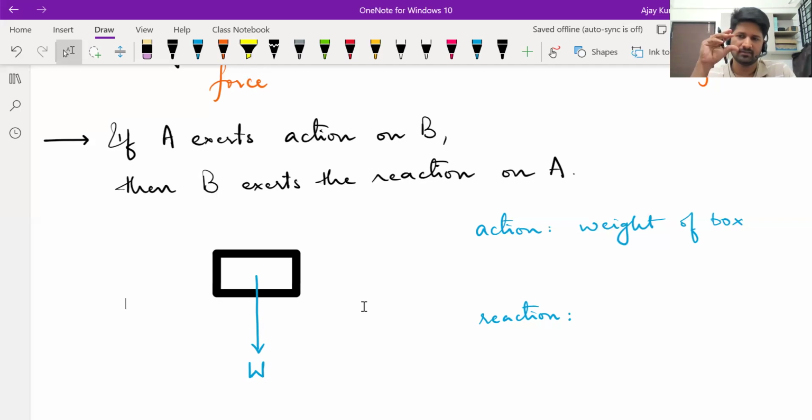Can an object accelerate on its own without help from surroundings? No, sir. Saket, what do you say? Can you think of any case where an object accelerates by itself? No, sir. It's simply not possible. Okay, it's simply not possible.